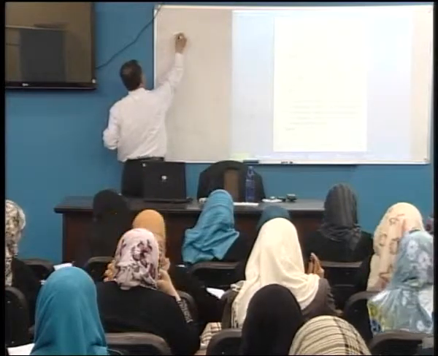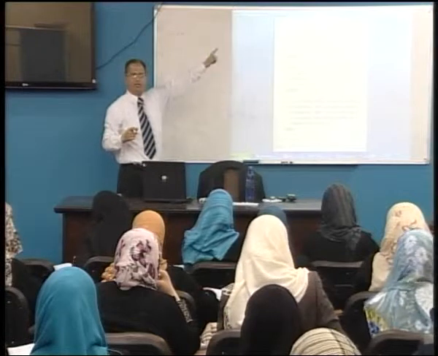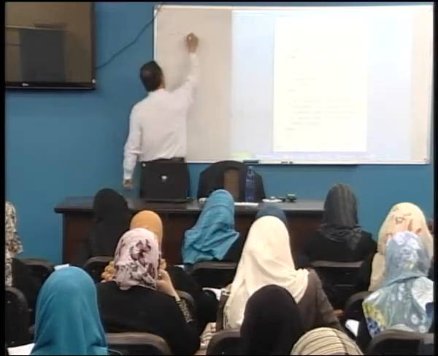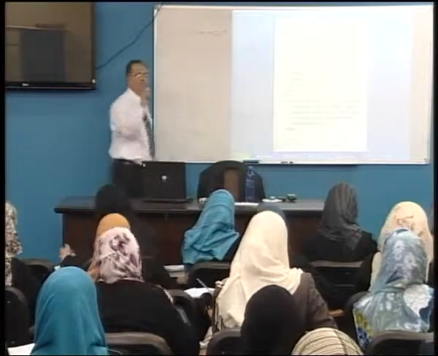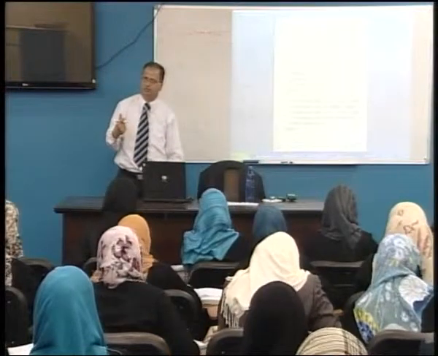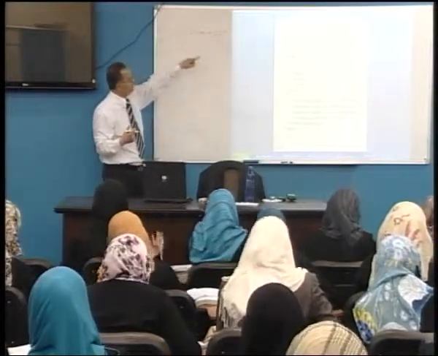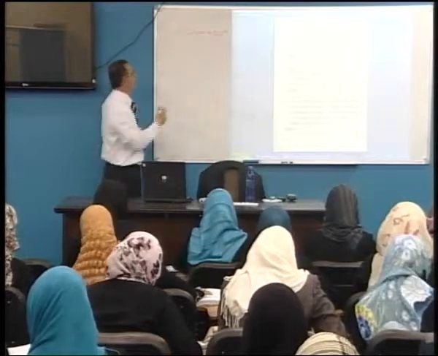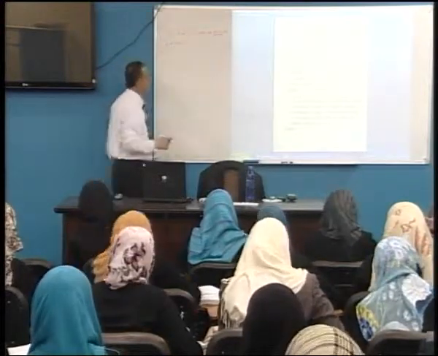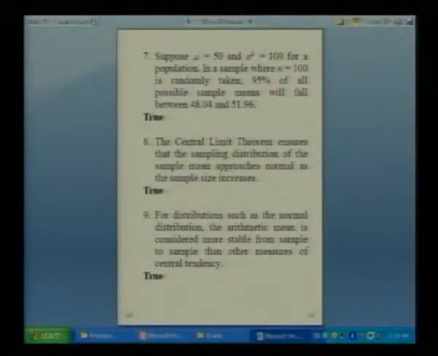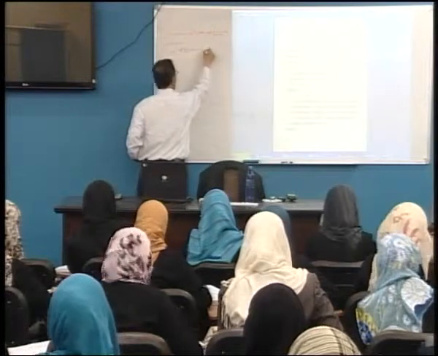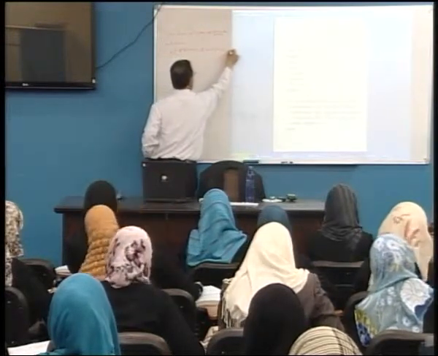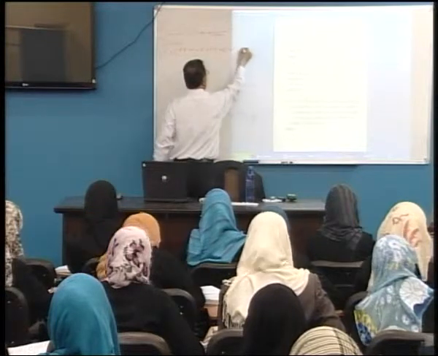Mu equals 50. Sigma square means the variance is 100. So don't forget to take the square root of sigma square in order to find sigma. In a sample of 100, 95% of all possible sample means will fall between X bar between 48 and 51.9. This equals around 95%.